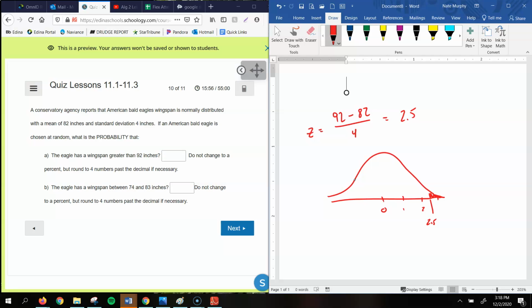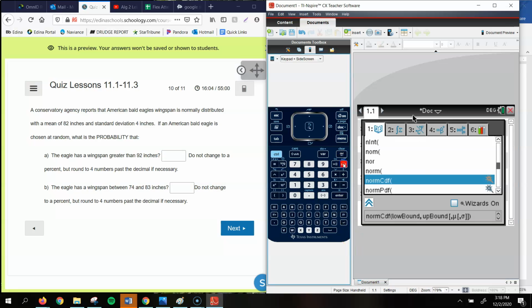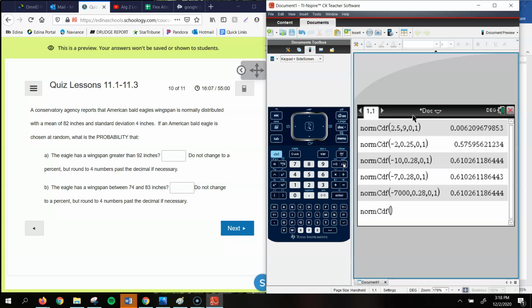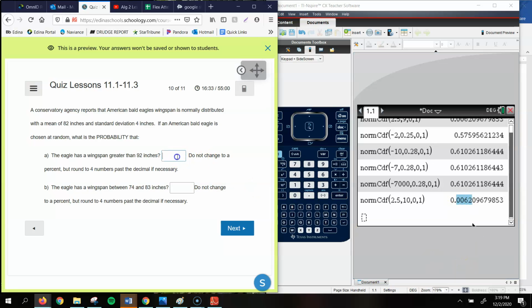The way that you're going to do that is, let's do this on our calculator again. Where's my calculator? Here we go. I'm going to do that bookmark again. The nice thing about this calculator is it goes right back to it. Our smallest value in this case, our z-score, is 2.5. And again, I'm just going to use a large number for the upper limit, like 9 or 10, and then 0 and 1. It says do not change to a percent, but round to 4 numbers past the decimal if necessary. So rounding to 4 numbers past the decimal would be 0.0062. So we're not doing percents here.